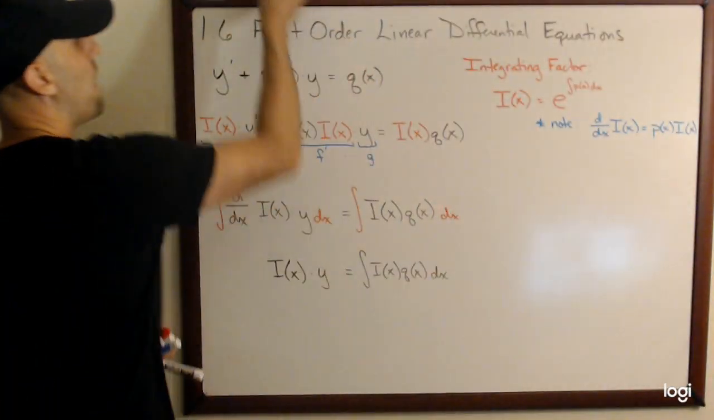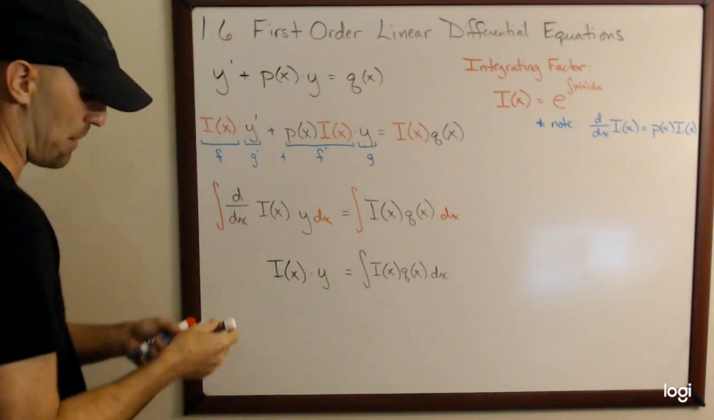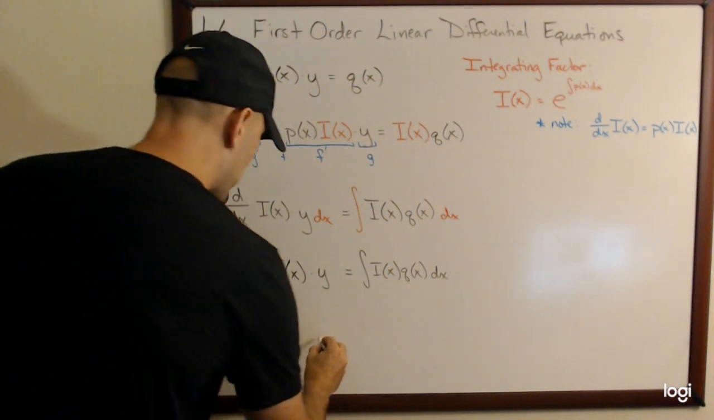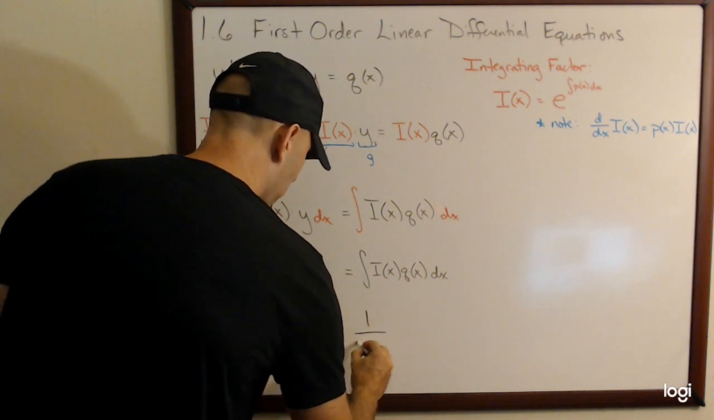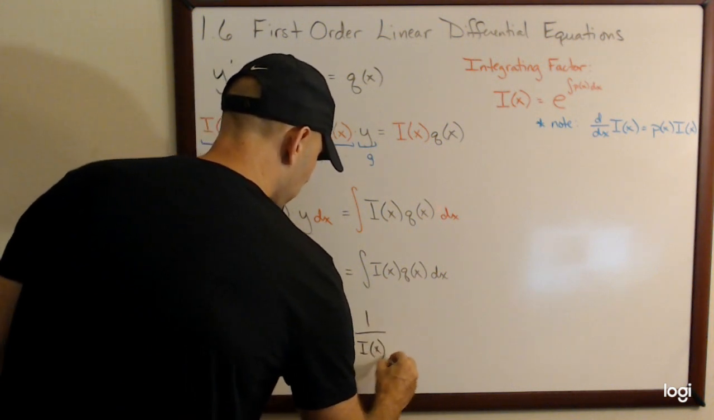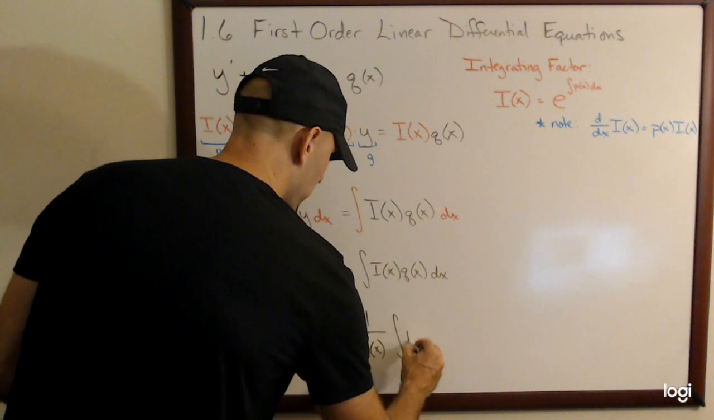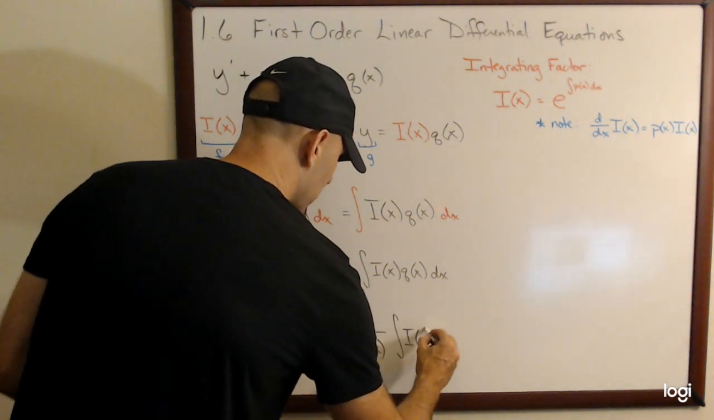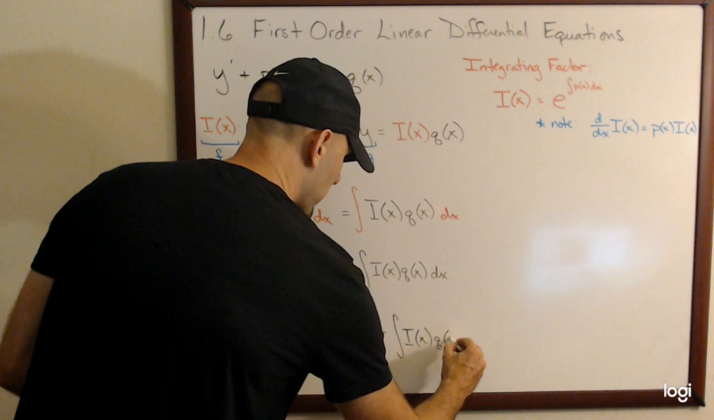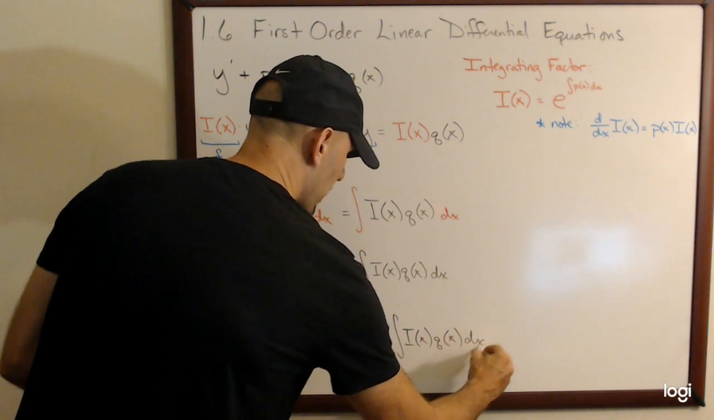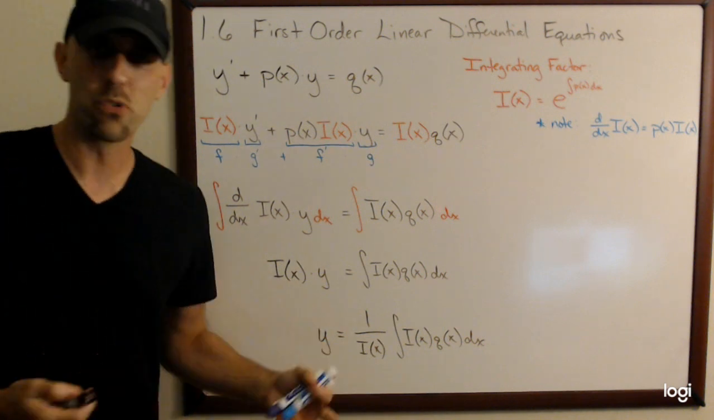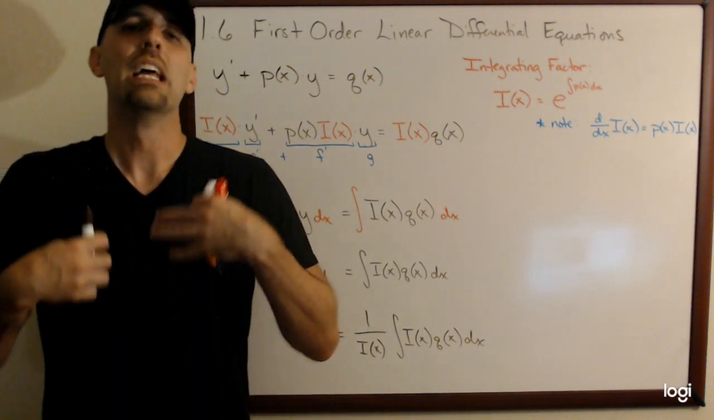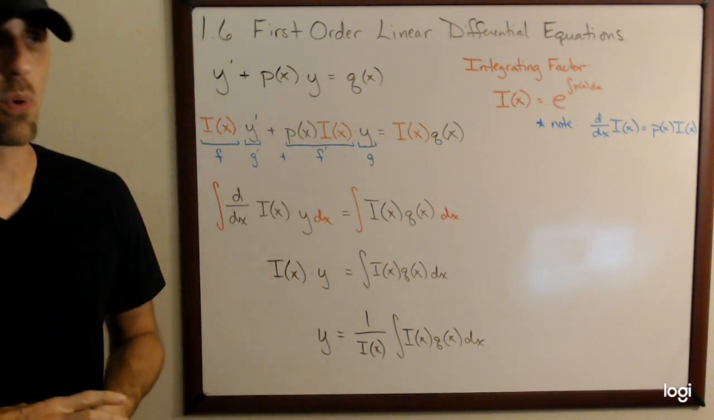I'm going to go ahead and divide both sides by I of x. And so this gives me y is equal to 1 over I of x times the integral of I of x times q of x dx. Fantastic. And so this gives me a general solution for any linear first-order differential equation.